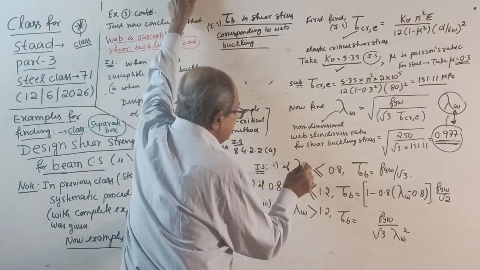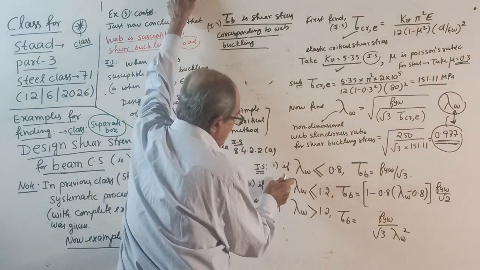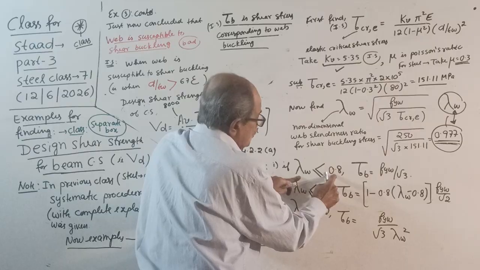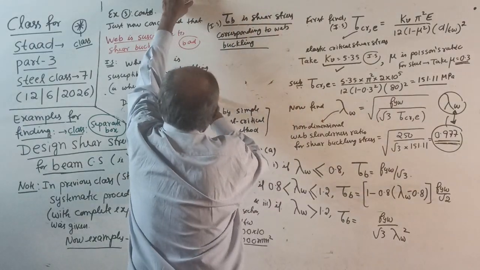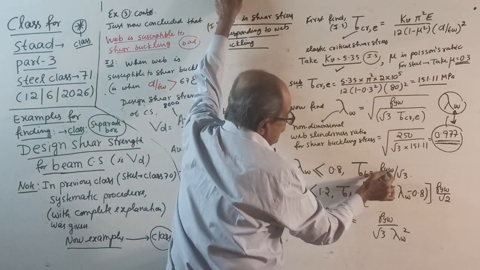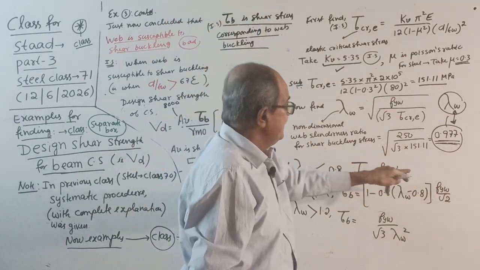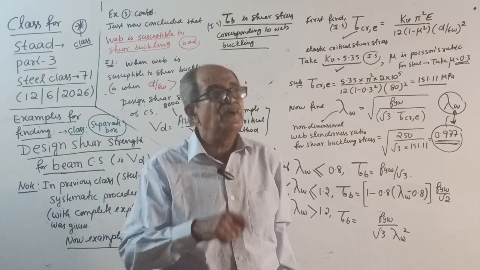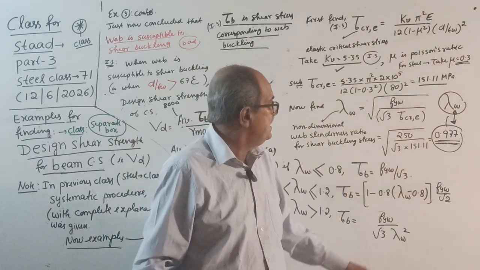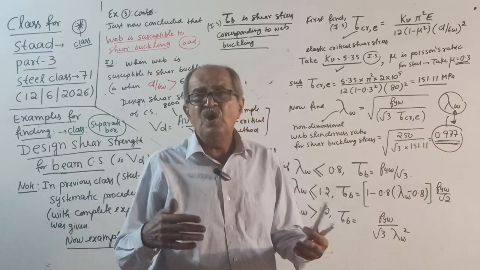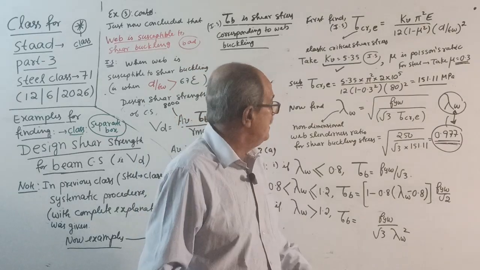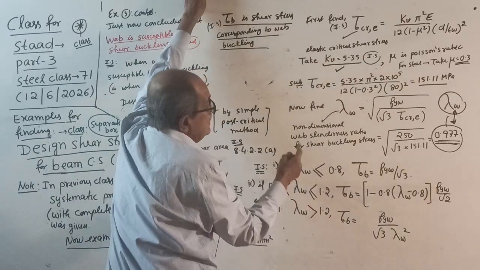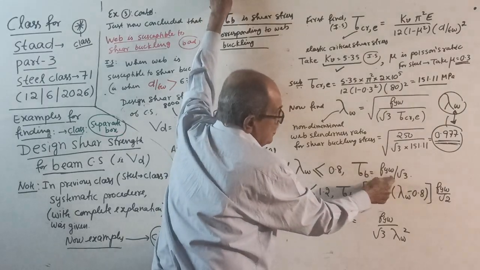So, just to understand, as per IS code, if your lambda W is less than or equal to 0.8, your tau B is fyw by root 3. That is a very marginal case. Web is slightly susceptible. IS code told leave it. You take it as not susceptible. This all I told yesterday. I got angry also for you not answering the question. Suppose when you solve a question, if you get less than 0.8, you can substitute here.